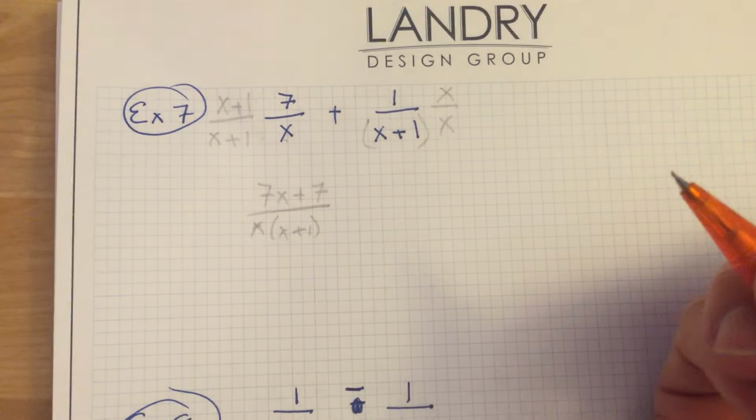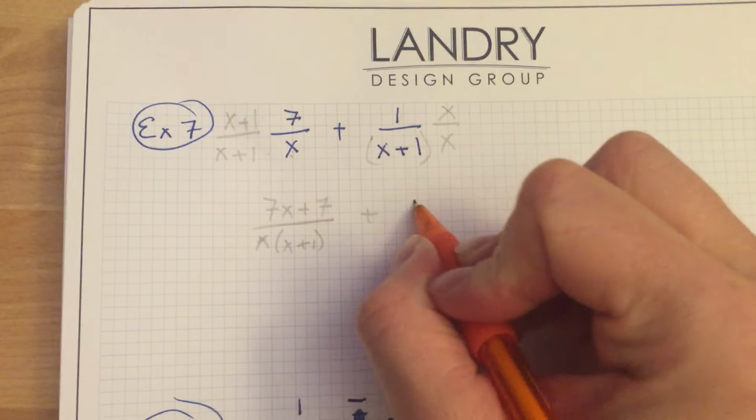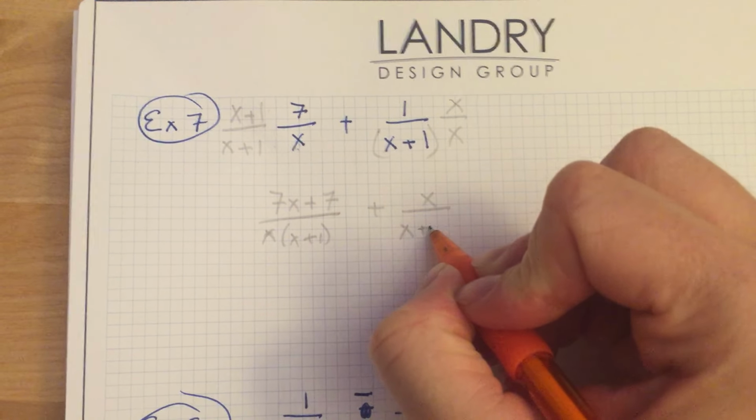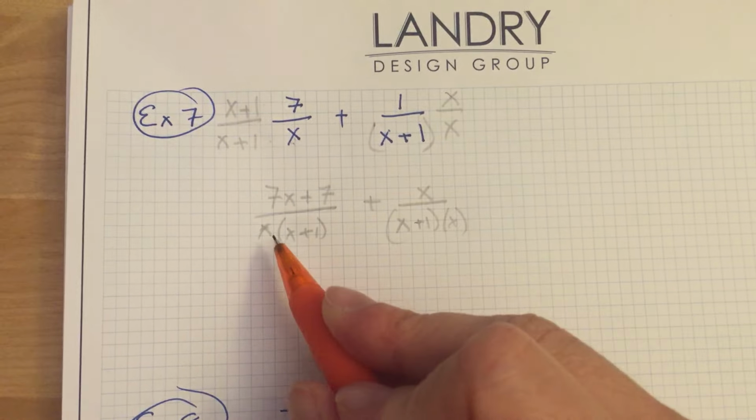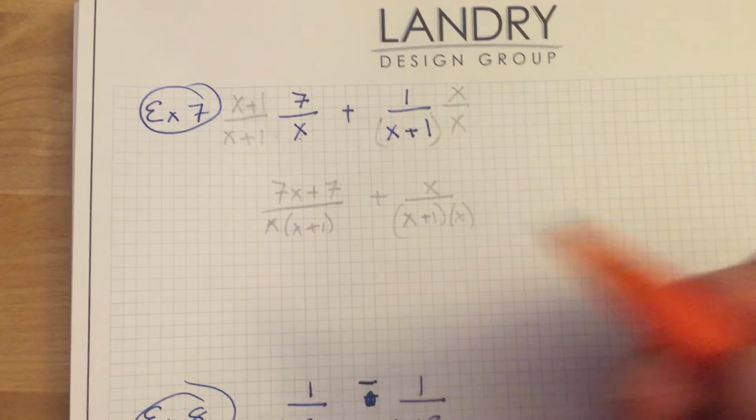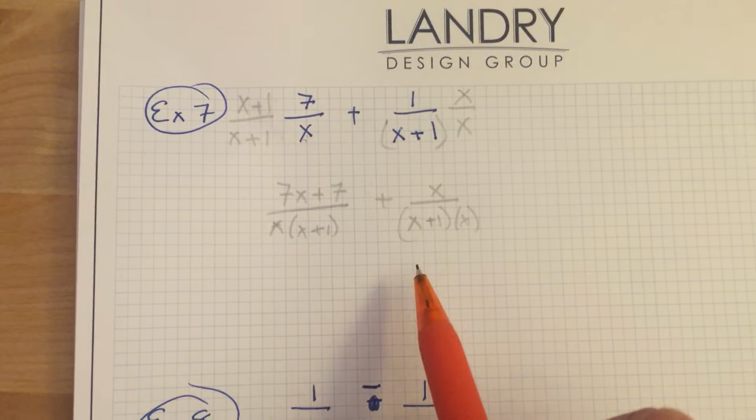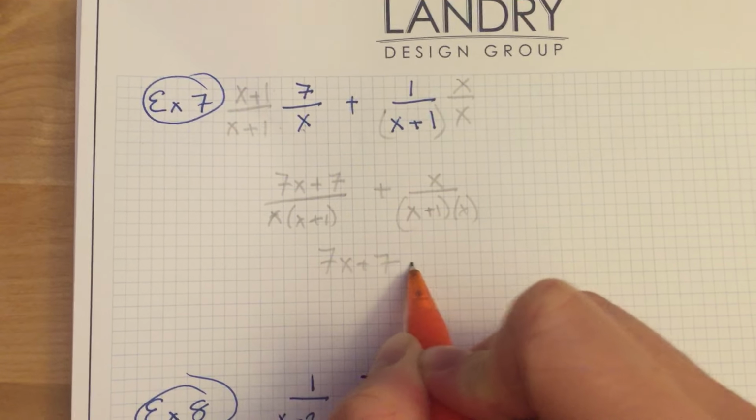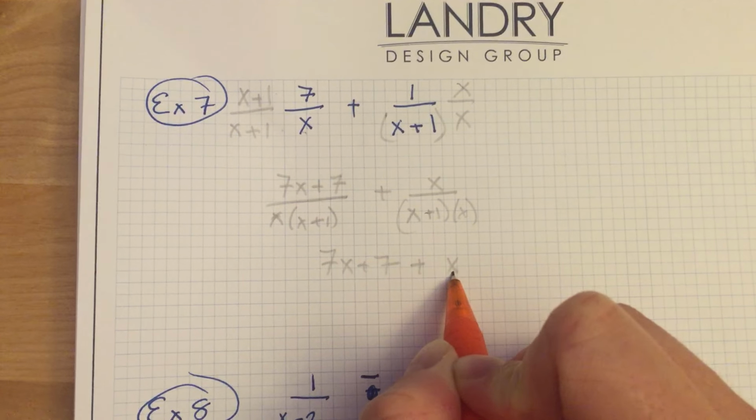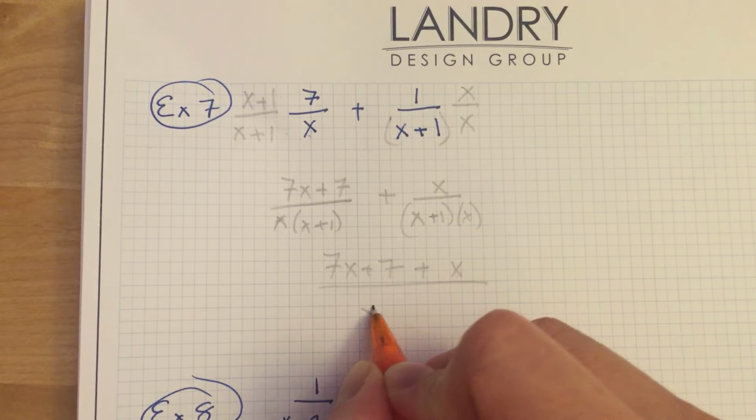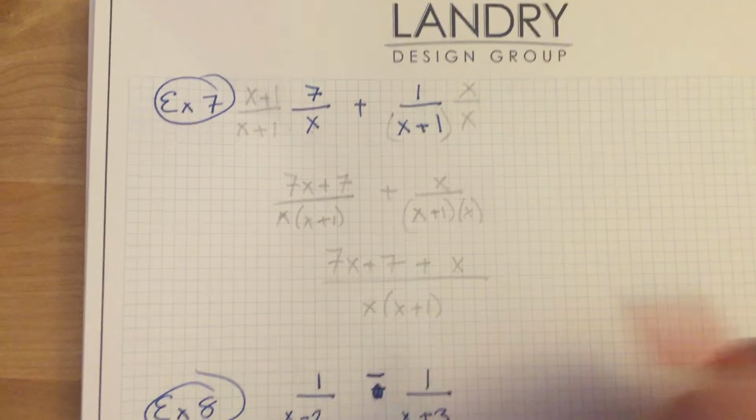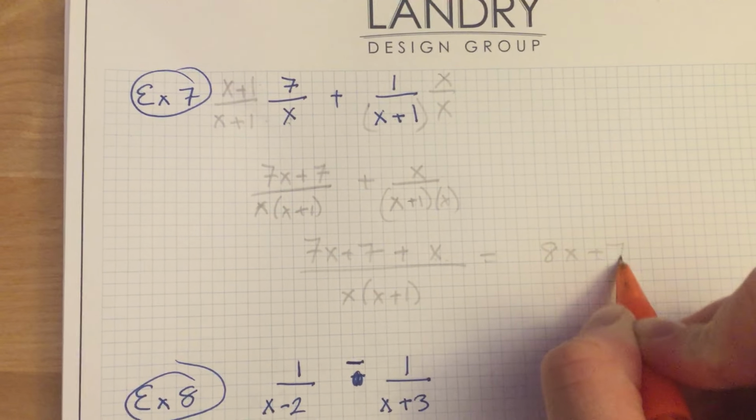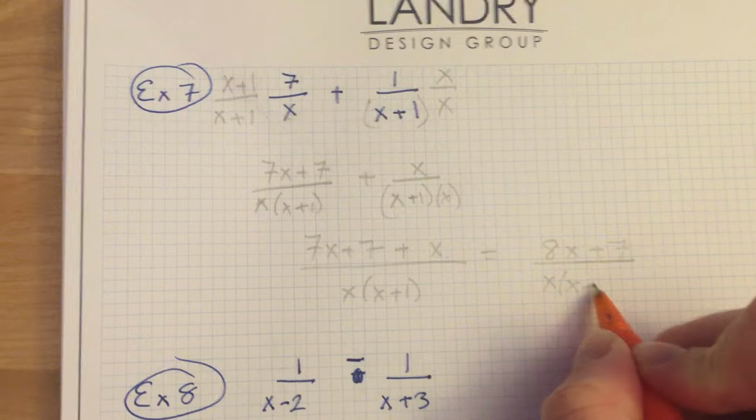Again, if you'd like to distribute the x out, that's fine. I usually wait until the end just in case there is anything I can't actually eliminate. And x plus 1 times x. Notice that I wrote the denominators a little bit differently, but you know that they are the same. We're adding the fractions together, so 7x plus 7 added with just an x. There's only one term on this one, so we don't have to worry about distributing anything. Collect your like terms: 7x plus x gives us 8x plus 7, over x times x plus 1.